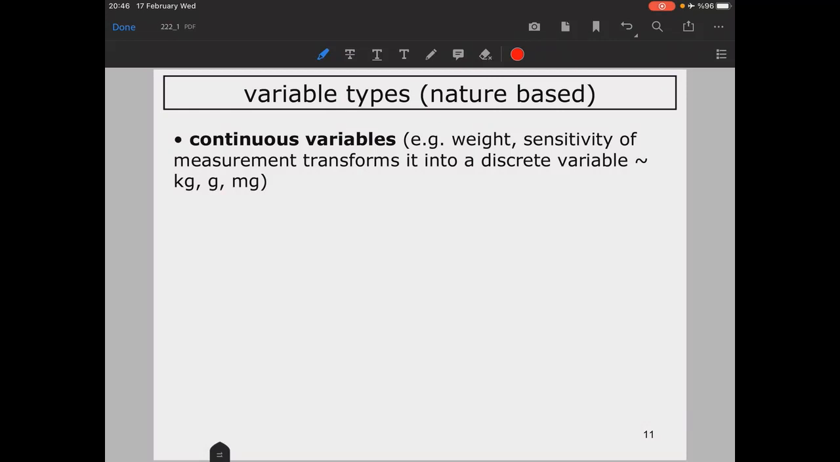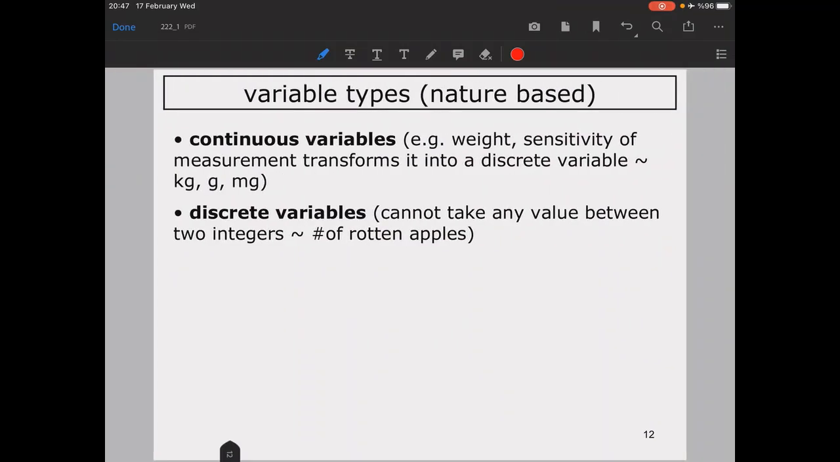It is based on the sensitivity of the measurement instrument, which transforms it into a discrete variable. That's possible. For example, if you have a weight measurement device at home, maybe its sensitivity can be up to kilograms. But if you have a more sensitive device, you can make measurements with the sensitivity of grams, then milligrams, for example. So there is no limit to this, and these types of variables are called continuous variables.